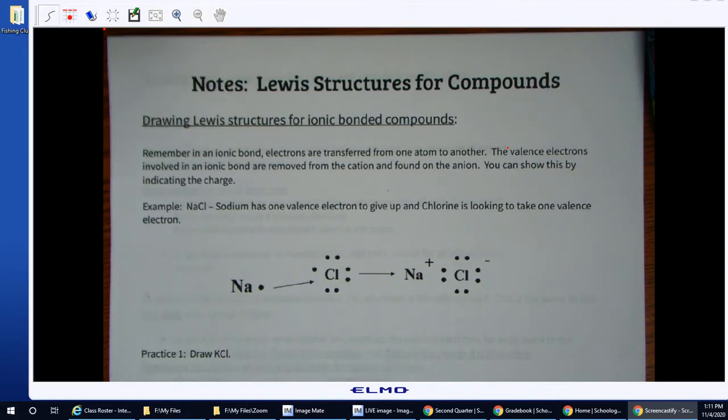I'm going to go over the notes today for Lewis structures for covalent compounds, specifically molecular compounds. But I do want to recap and go back over ionic Lewis structures.